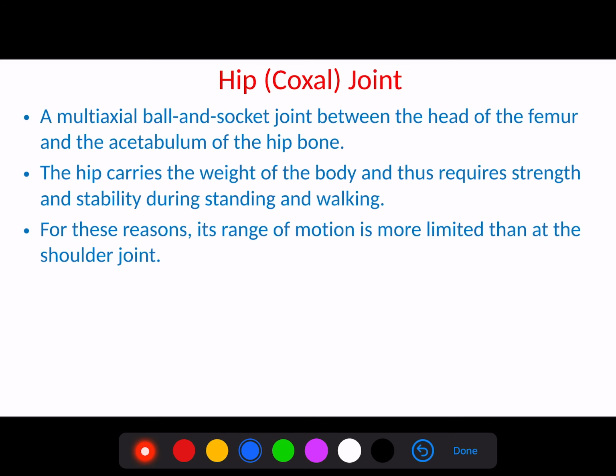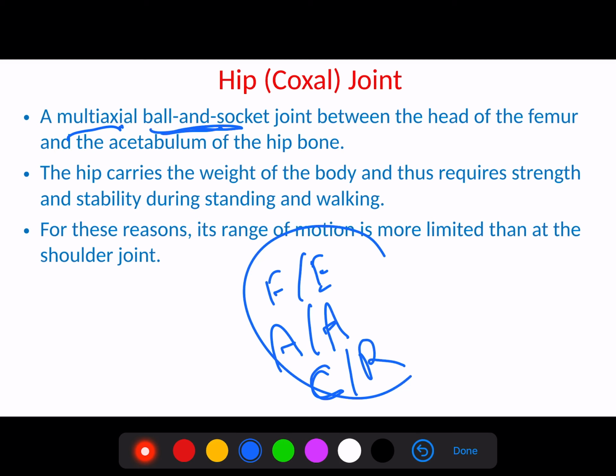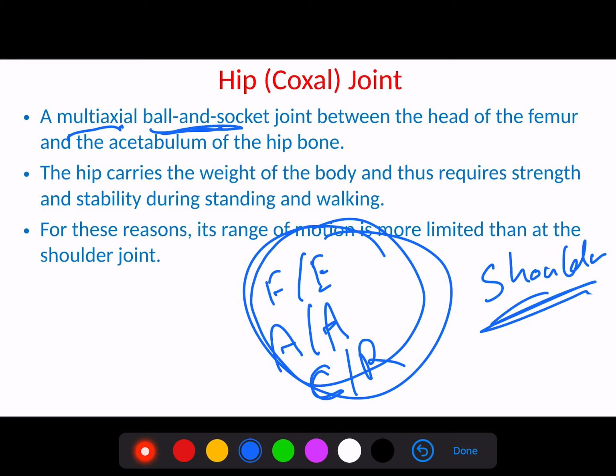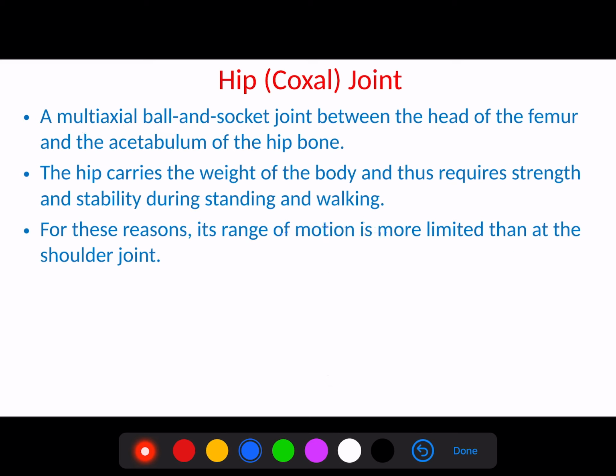For the hip, this is a ball and socket joint, multi-axial. So it allows flexion, extension, adduction, abduction, and it allows circumduction and rotation. So this is a freely movable joint. Well, all of them are freely movable joints, but this would provide the maximum range. Now, when we say maximum range, it's not as much as the shoulder. Remember, we said the shoulder has a wider range of movement because it's less stable. Here, we want more stability, so we sacrifice the range of movement.